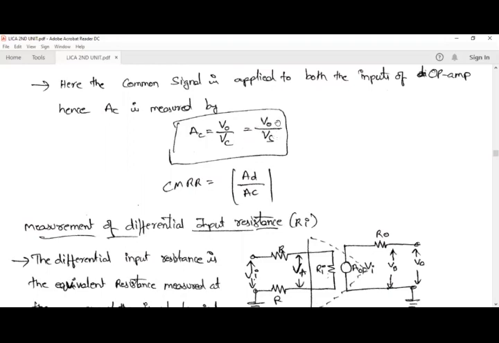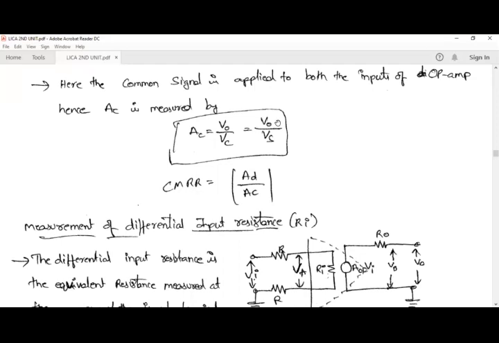V0 will be very small when compared to VS. V0 will be in the order of millivolts, whereas VS is in the order of volts. Millivolts divided by volts will give a very small gain. That is, the common mode gain will be very, very small.